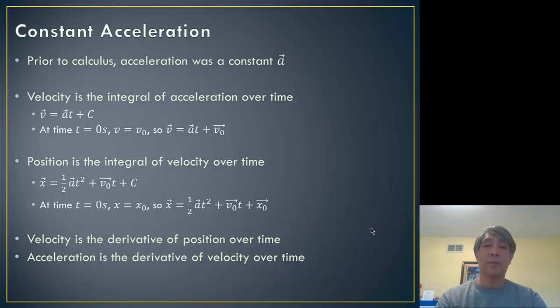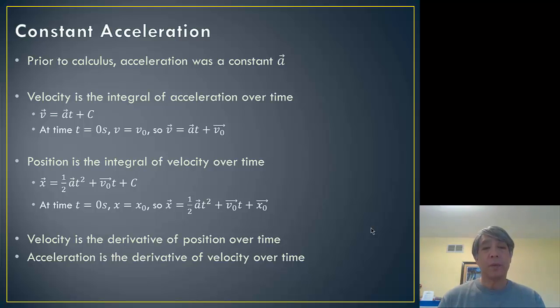We'll call it a. Velocity is the integral of acceleration over time. So if I integrate this constant a, I end up with v equals at plus c. Solving for the initial conditions, my velocity is equal to at plus v sub 0.